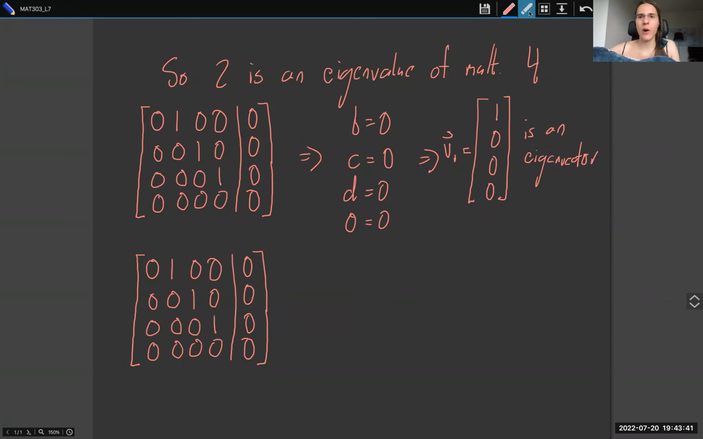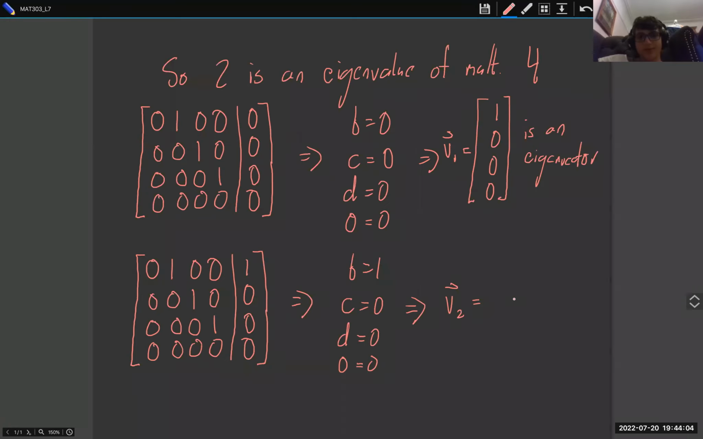So for the second round, we change this 0 to be a 1 now. And so what that tells us is that B is equal to 1, C is equal to 0, D is equal to 0, and 0 is equal to 0. Well, now, what should we set A equal to? Probably 0, because we don't need it to be 1 in order to make the right-hand side non-zero. And just changing it to be any number just adds a multiple of V1 to V2. So we don't care about that. The simplest thing that we could write down is 0.